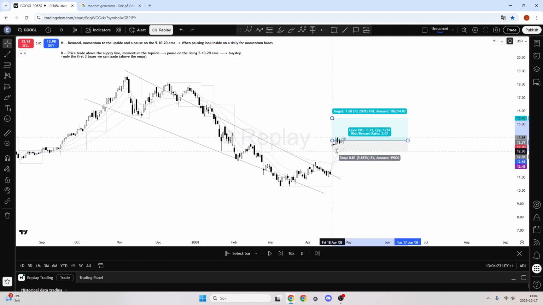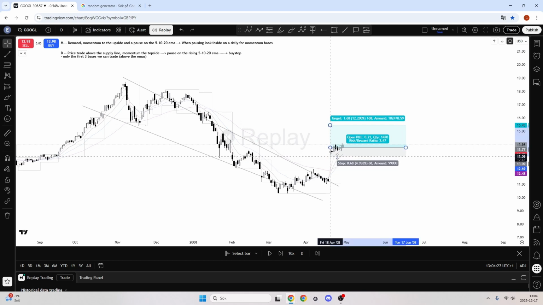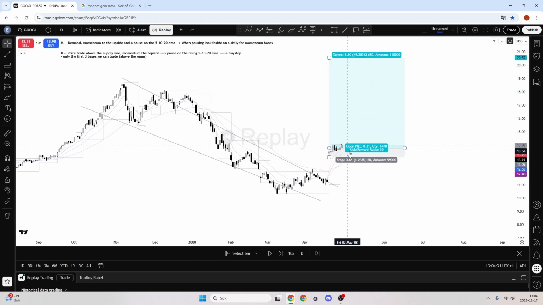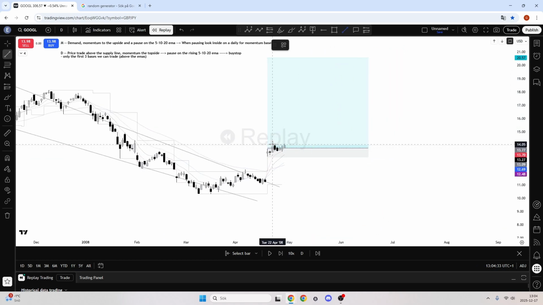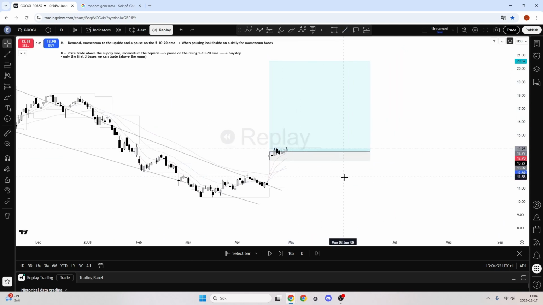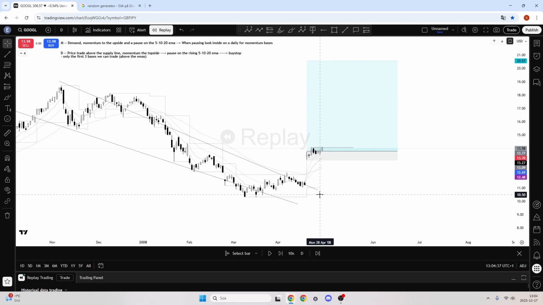And we are having our stop loss just under this low right here. And 1 to 10, just like this. And we are tapped in, as you guys can see. Here we have another opportunity as well. But because we are in a trade, we will not take this trade right there.